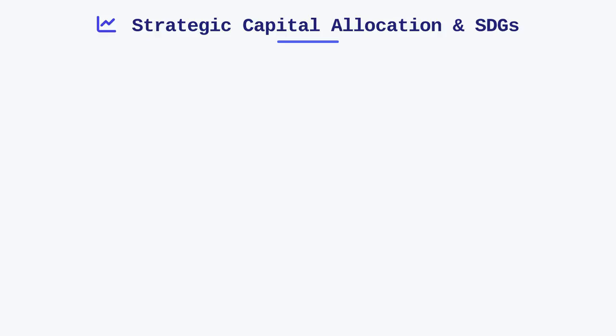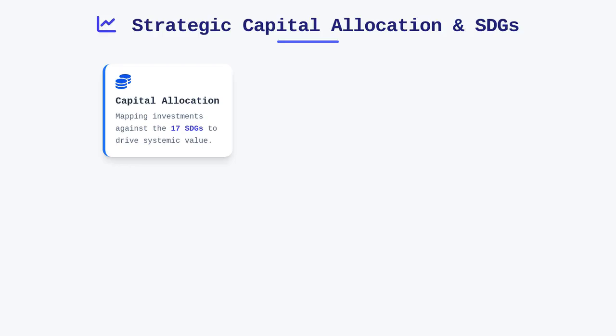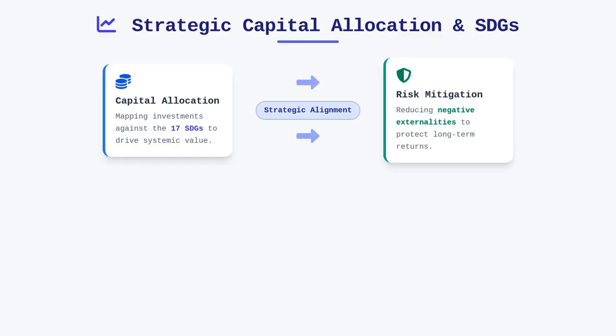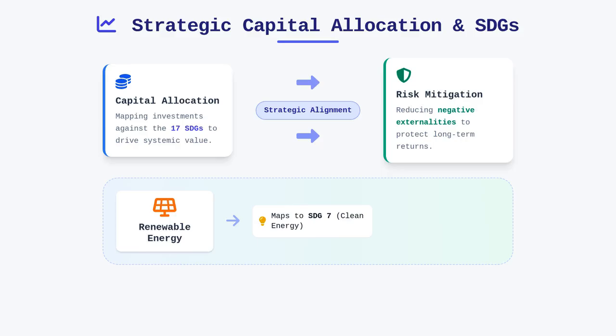Financial institutions play a critical role in this ecosystem by mapping their capital allocation against these 17 pillars. By aligning investment portfolios with specific SDGs, firms attempt to mitigate negative externalities that could otherwise jeopardize long-term returns. For example, investment in renewable energy might map to SDG 7 regarding affordable and clean energy, while simultaneously addressing climate mitigation strategies that protect asset values against future policy shocks.